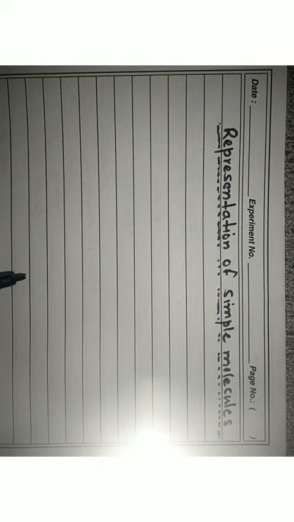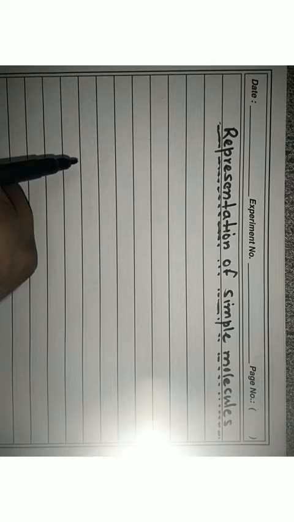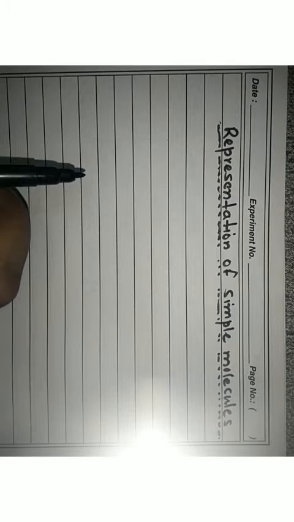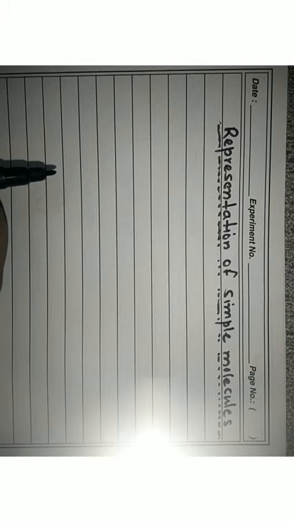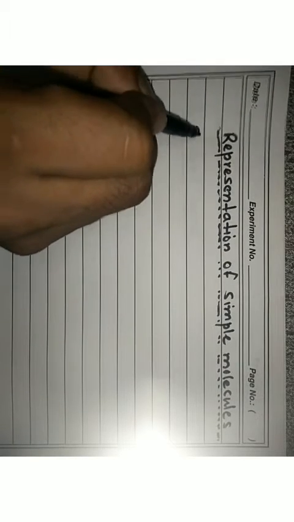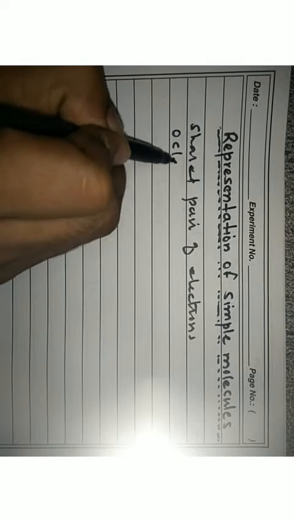Representation of simple molecules. Now, the Lewis dot structure shows the picture of bonding in molecules and ions in terms of shared pairs of electrons and the octet rule. So the Lewis dot structure explains the picture of molecules and ions in terms of shared pairs of electrons and the octet rule.